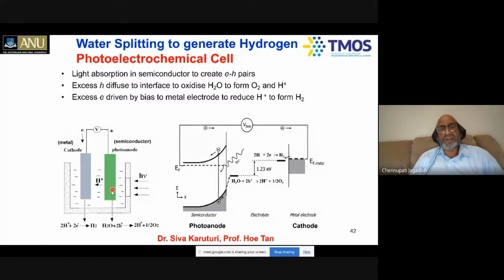So instead of using metals, we're using a photoanode, a semiconductor. If you excite this semiconductor with sunlight, again you generate electron-hole pairs. The holes go and oxidize water and generate protons. Electrons go here and combine with protons and generate hydrogen. So that means you can really generate hydrogen and oxygen in this photoelectrochemical cell, for example.